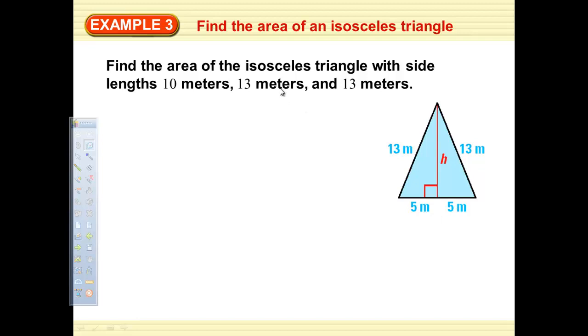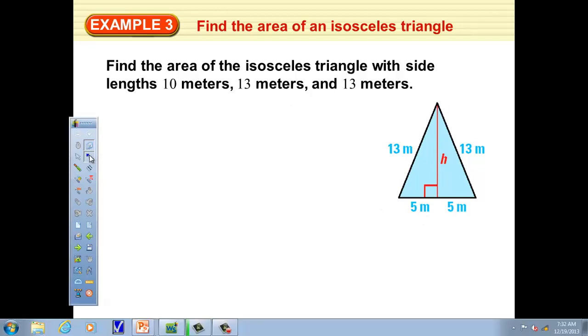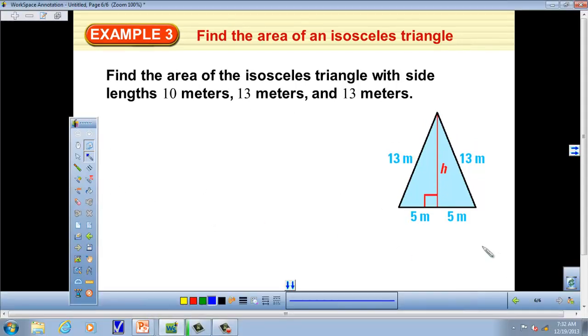So with all isosceles triangles, that's going to be true. So before we find the area, we need to find the height of the triangle. And hopefully you can see that this is a 5, 12, 13 triangle. Because here's 5, here's 13. The hypotenuse is the longest side, and that's 13. So therefore, this is 12. So we would say h equals 12.